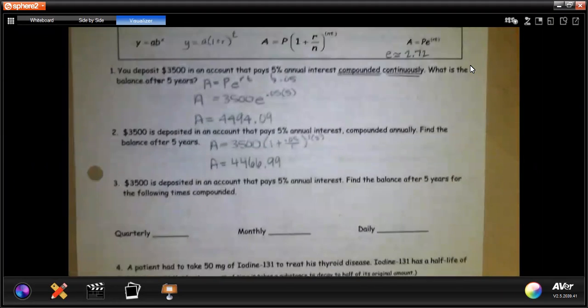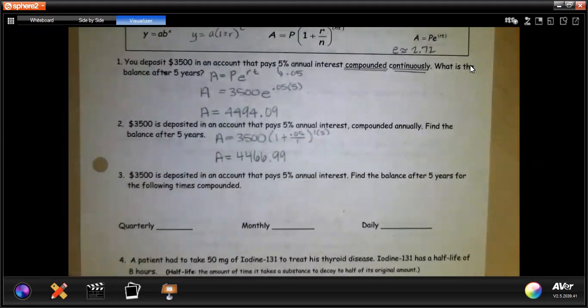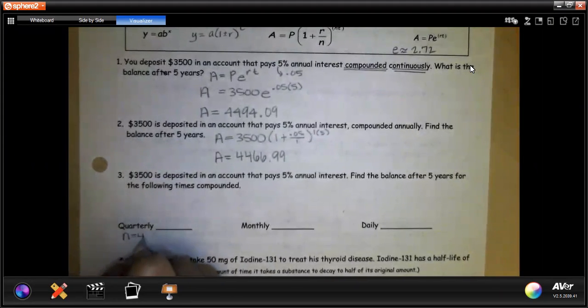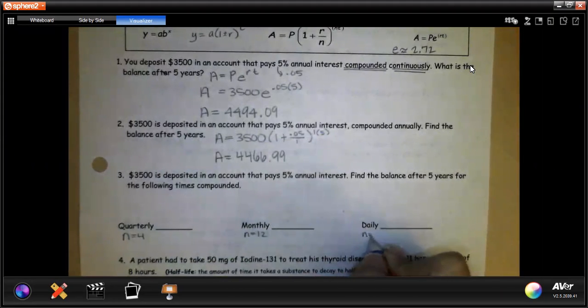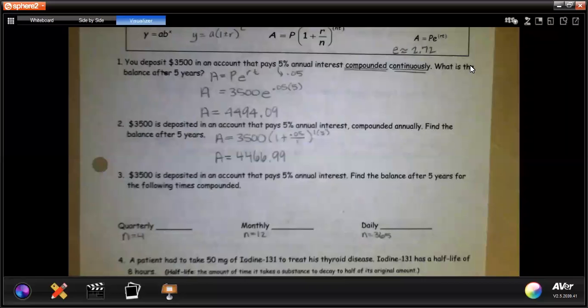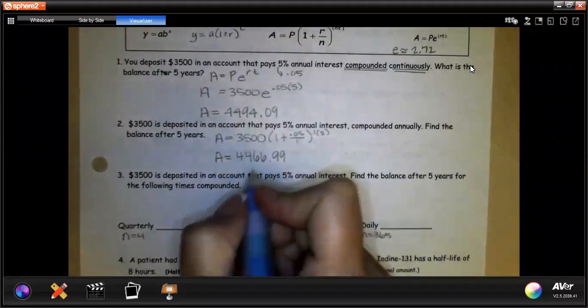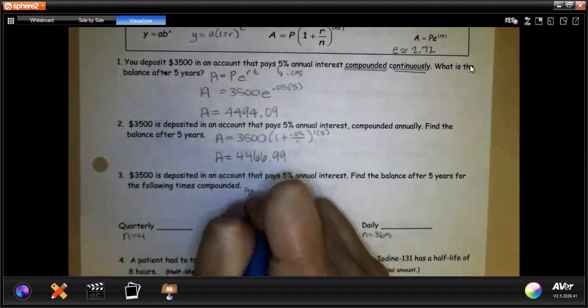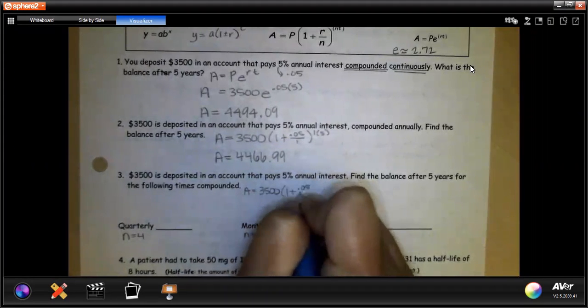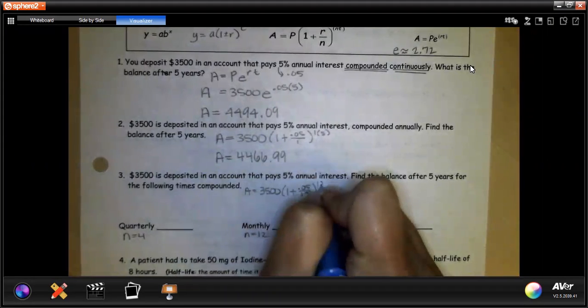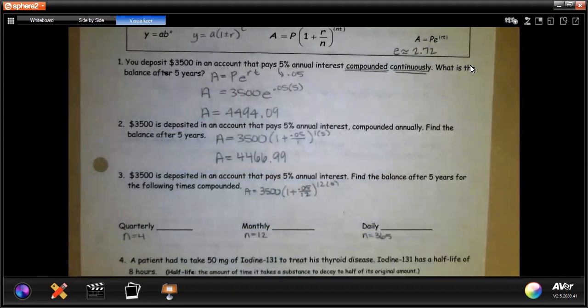All right, we're going to do the same thing now and just show you on different values. So for quarterly, we said that would be 4 times our n. Monthly, that would be 12. And daily, that would be 365. So I'll do a couple of these just so you can see. I'll start with this monthly one here. We've got 3,500, 1 plus 0.05 over 12 raised to the 12 times 5.